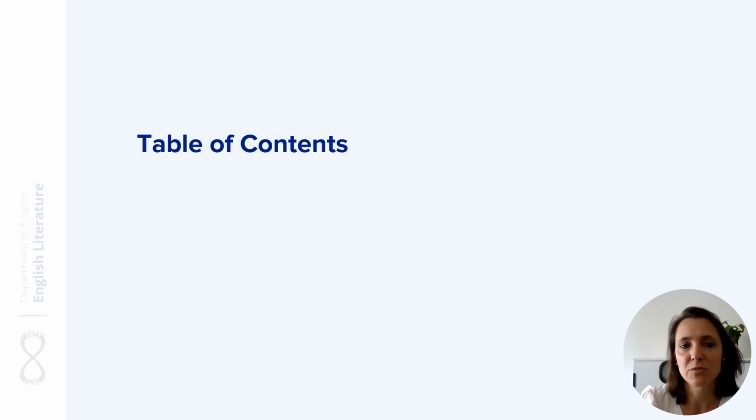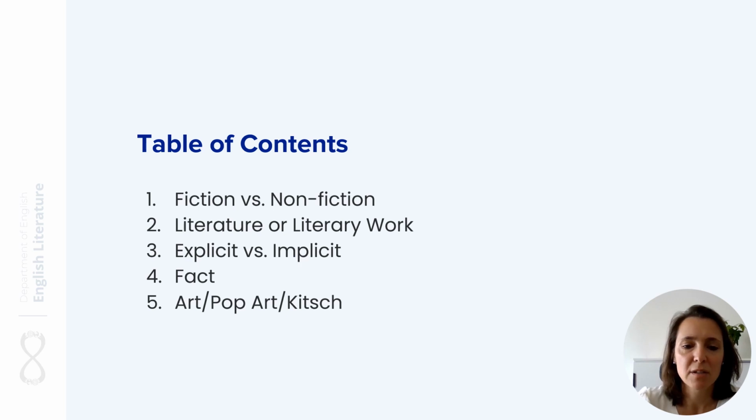In this lesson, we are going to summarize all the important literary terms that you heard and learned about in the first semester. Please pause the video and try to make a list for yourself of the most important phrases you remember from the first semester. In this lesson, we are going to summarize the following terms: fiction versus non-fiction, literature or literary work, explicit versus implicit, fact, art, pop art, and kitsch.